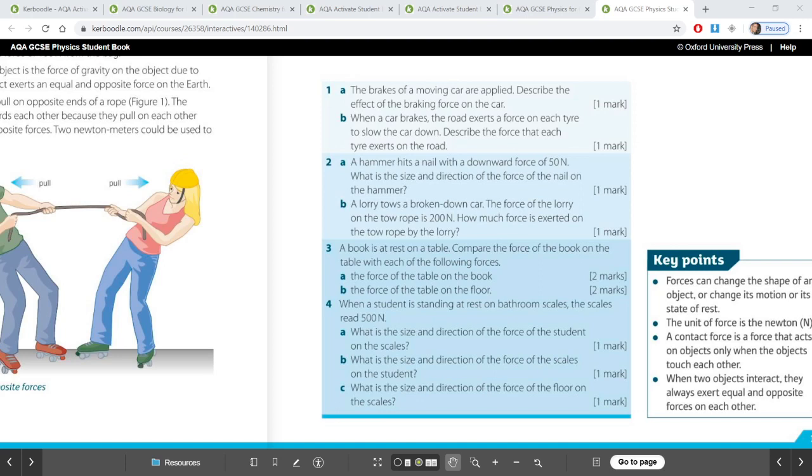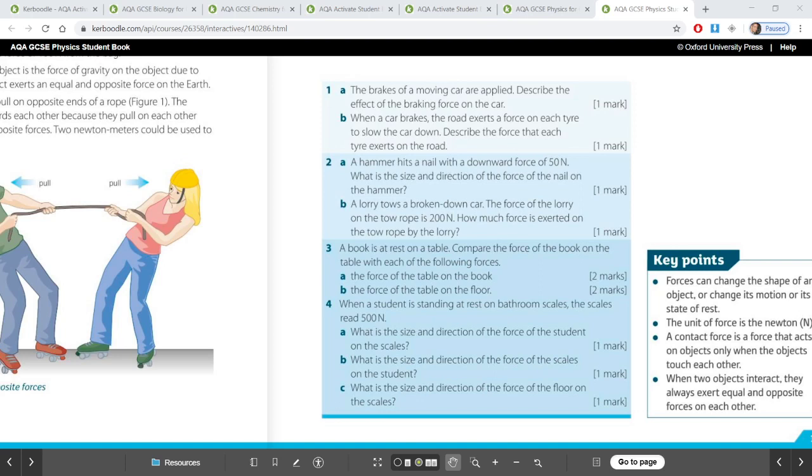A hammer hits a nail with a downward force of 50 newtons. What is the size and direction of the force of the nail on the hammer? So if the hammer is hitting the nail with 50 newtons, the nail is also going to hit the hammer with 50 newtons. The hammer's hitting the nail downward, so the nail hits the hammer upward with 50 newtons.